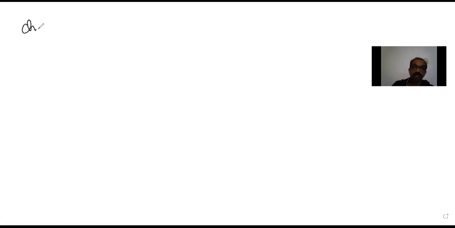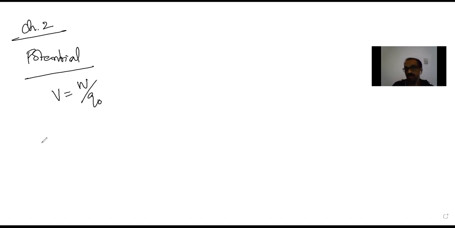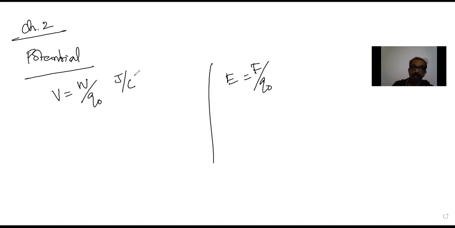Now we move on to chapter 2. The basic idea we have to have is about potential. Potential V is nothing but the work done per unit positive charge. If you compare with what you studied in the previous chapter, there we studied that electric field is force per unit positive charge. Here electric potential is work done per unit positive charge. That is why the unit is joules per coulomb, which is referred to as volt.